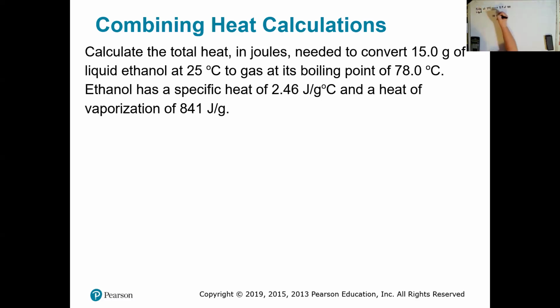They told us that it's liquid at 25 degrees Celsius, and we're going to be bringing it up to its boiling point, and we're going to be vaporizing it. They also tell us that ethanol has a specific heat of 2.46 joules per gram degrees Celsius. And it has a heat of vaporization of 841 joules per gram.